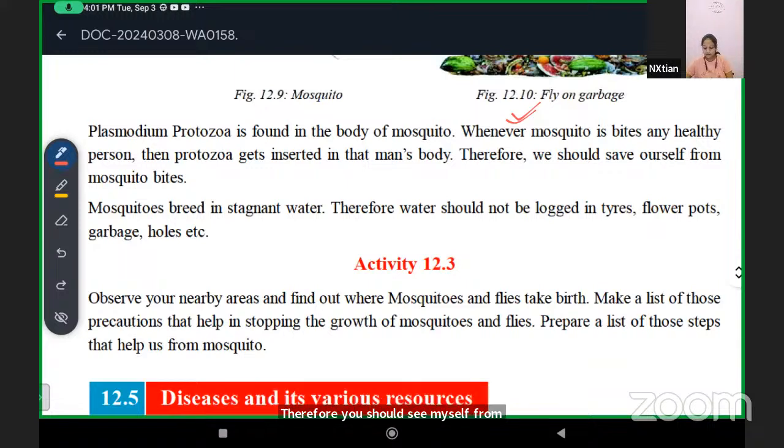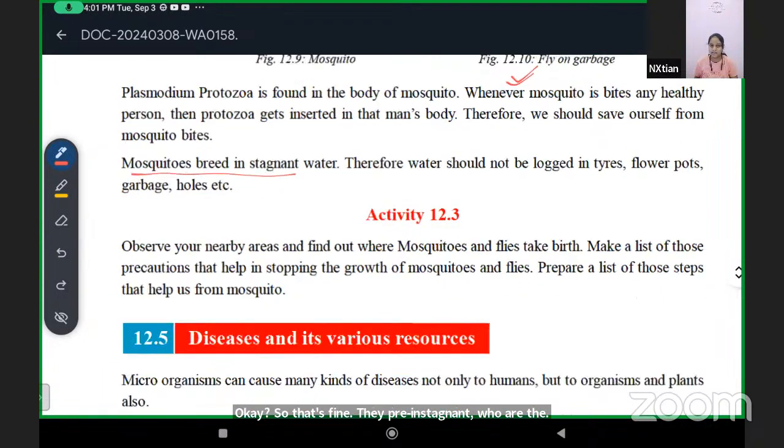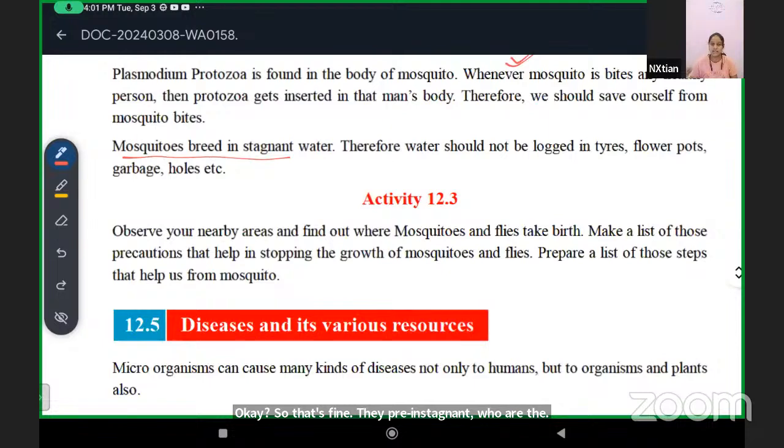Mosquitoes breed in stagnant water. Therefore, water should not be locked in tires, flower pots, and garbage. Okay, so that's right, Anaya. They breed in stagnant water. If water is collected at one place for a long time, it is stagnant.